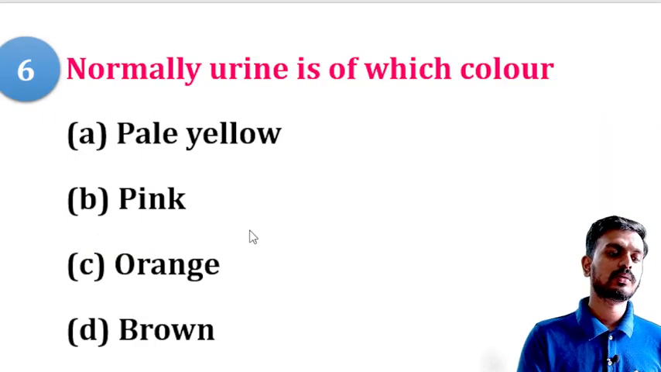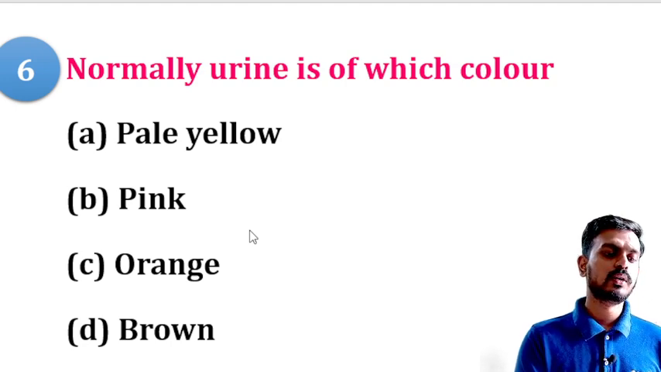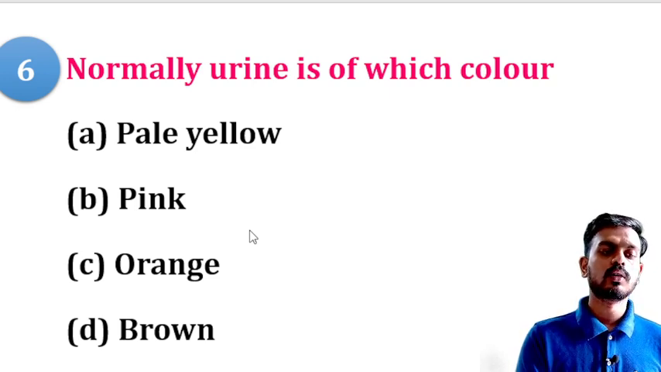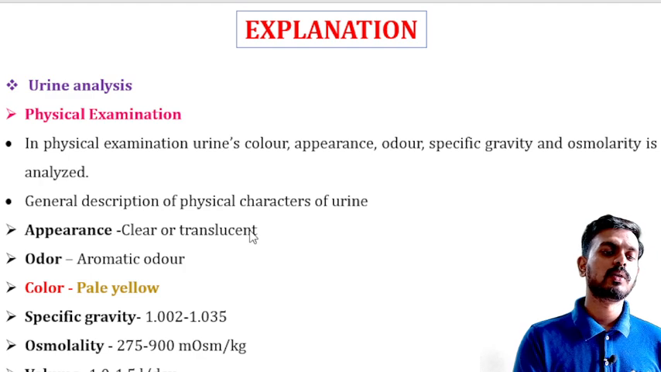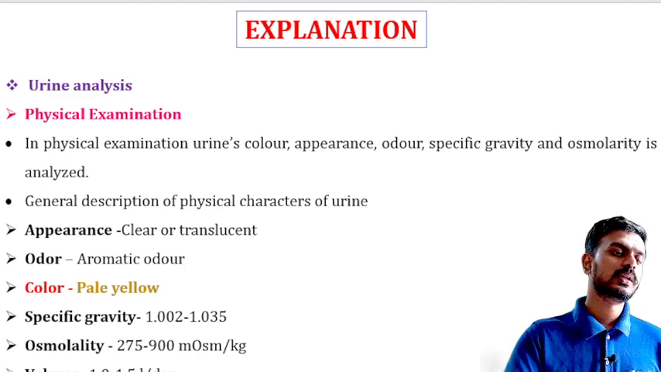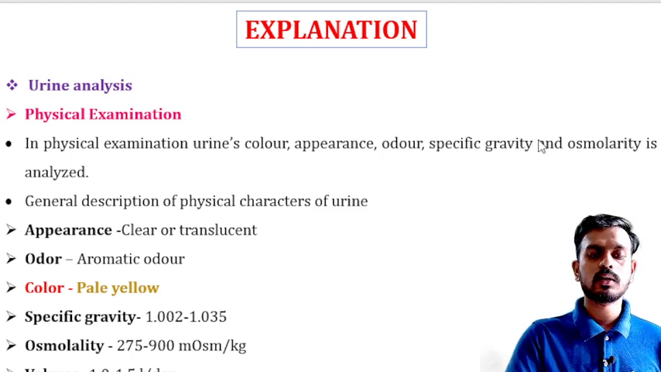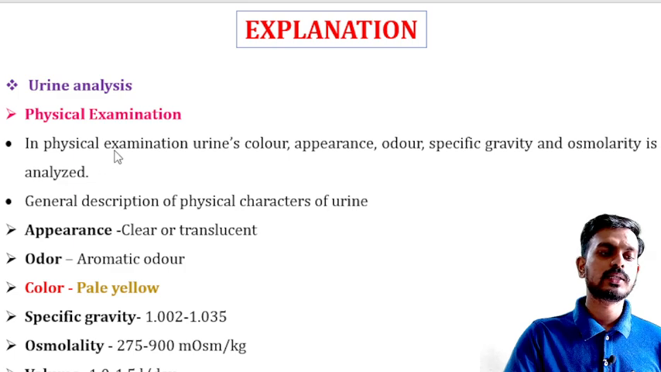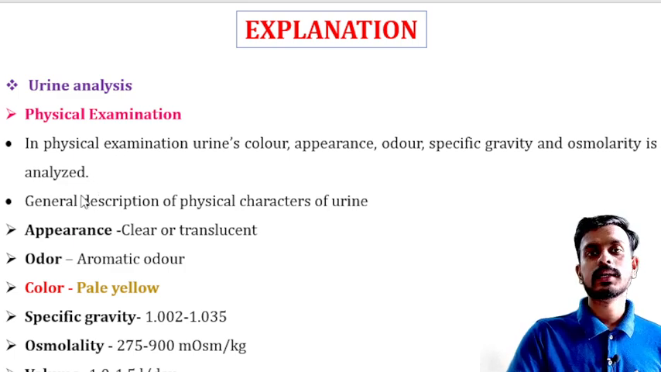So moving to the next question, normal urine is which color? Pale yellow, pink, orange, or brown? This is a very easy question, you will be able to answer. The normal urine color is pale yellow. In the physical examination, urine color, appearance, odor, specific gravity, and osmolarity are used for the assessment of different disease conditions.